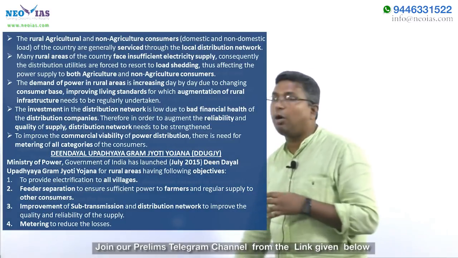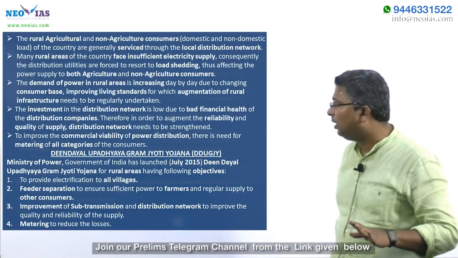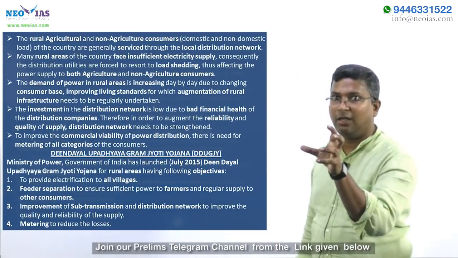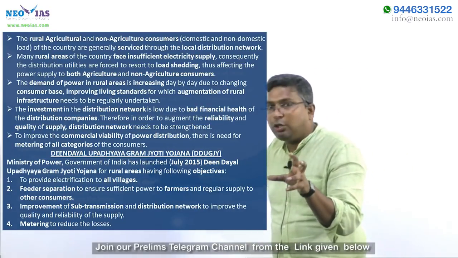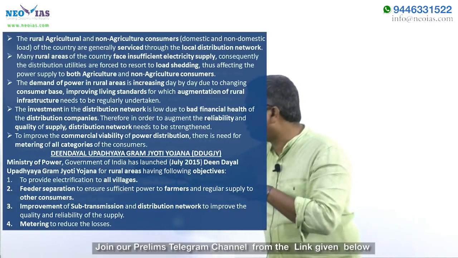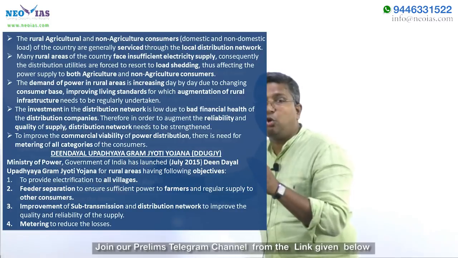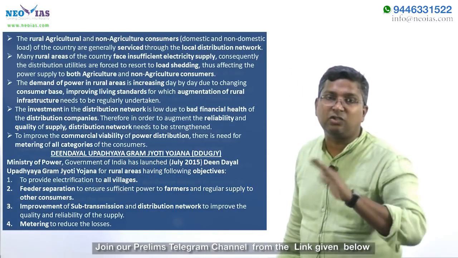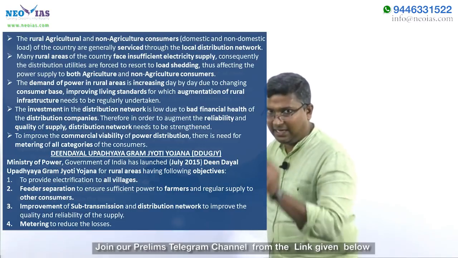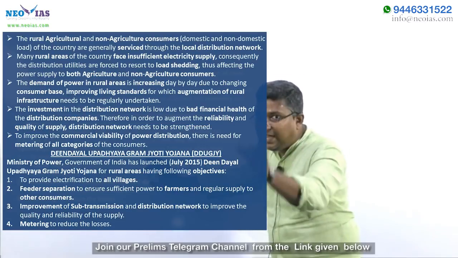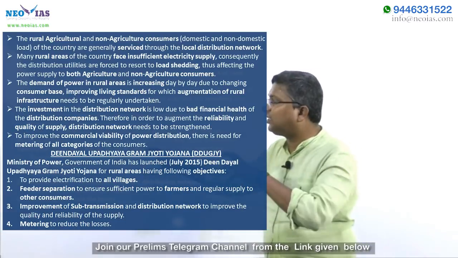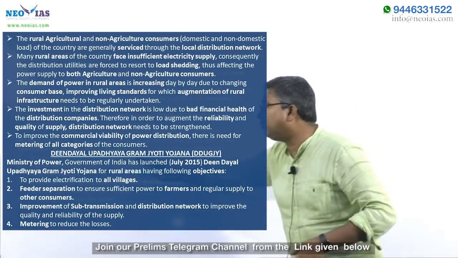Okay, so the four major objectives of this scheme: first is to provide electrification to all villages. Okay, see, it is not all households, it is all villages. Keep this in mind, to provide electrification to all villages. There is no classification of BPL or non-BPL. It is to all villages. It's a village program. Rural means village electrification program, and the focus is on the village. So that is the first objective.